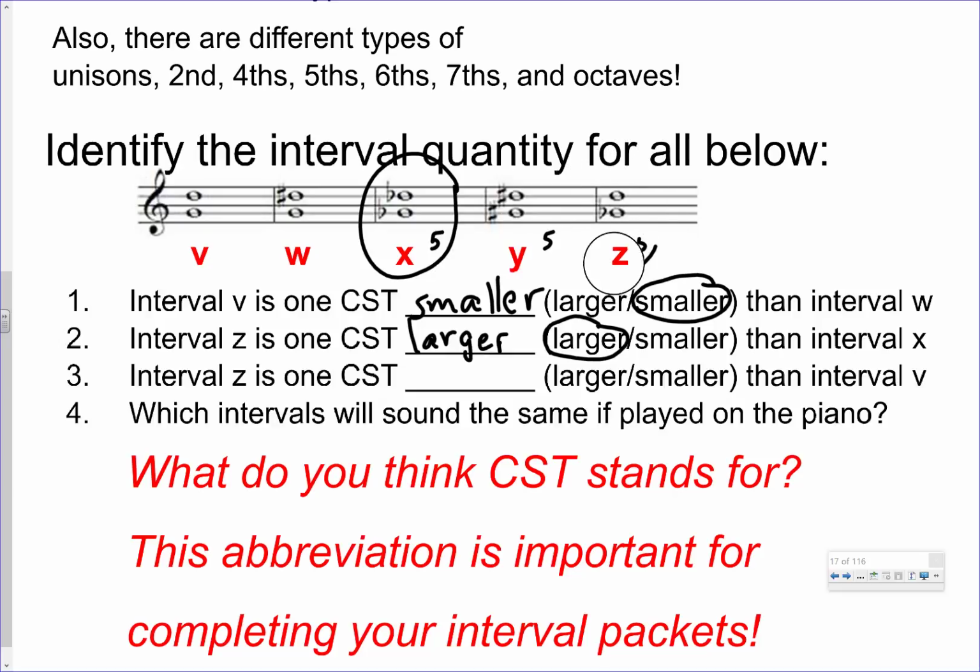Let's erase those and head on over to the next question, where we compare interval Z, let me circle, with interval V. So interval Z is 1 chromatic semitone blank than interval V. Here is interval Z. Again, we have the G flat to the D. I'll play it melodically first, then harmonically. And here is interval V.